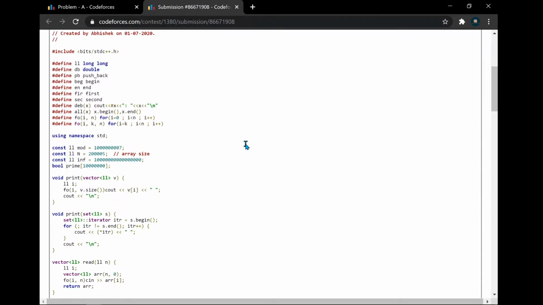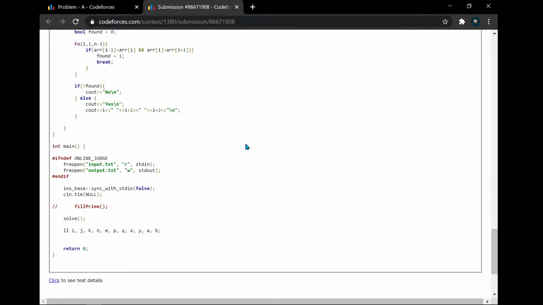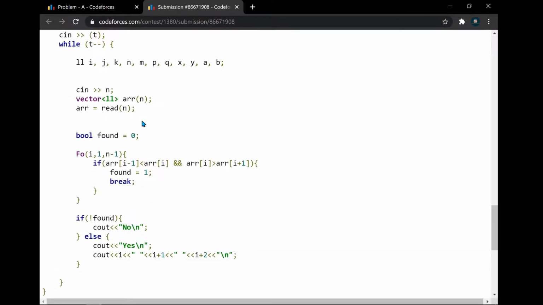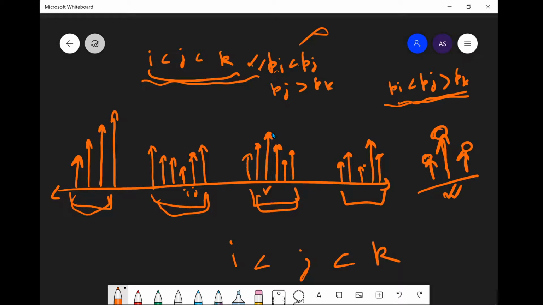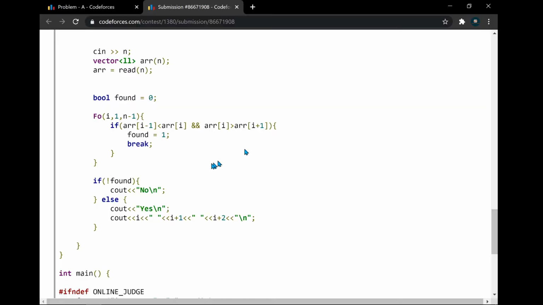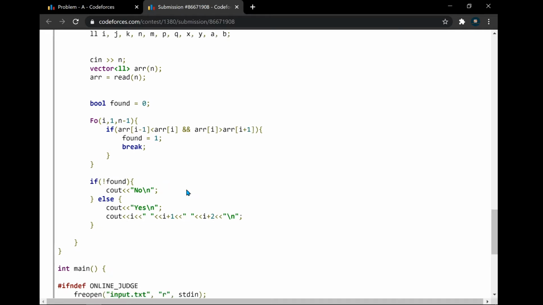So let's see the code for better clarity. The code is also pretty similar. What we are doing is just finding some index such that a of i is greater than a of i minus 1 and a of i is greater than a of i plus 1. If it is found, then we print yes, otherwise we print no.